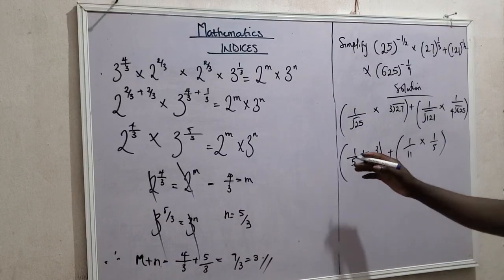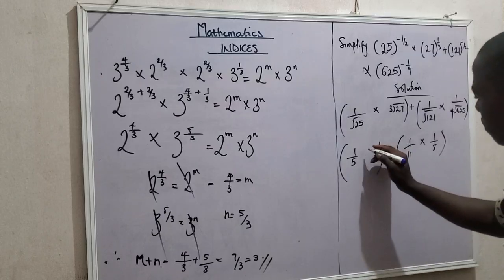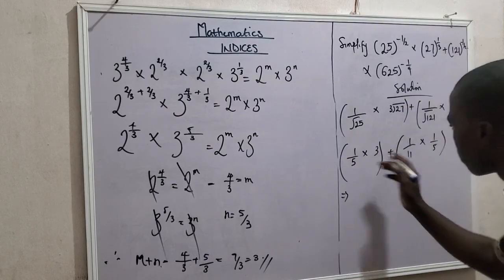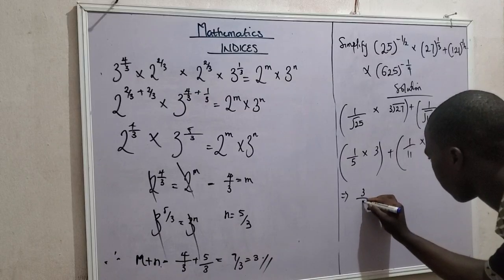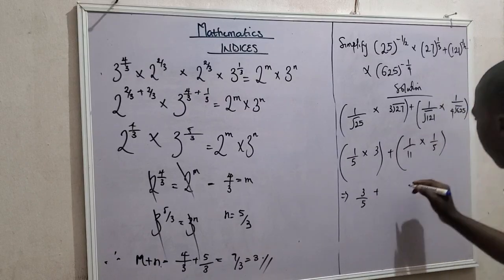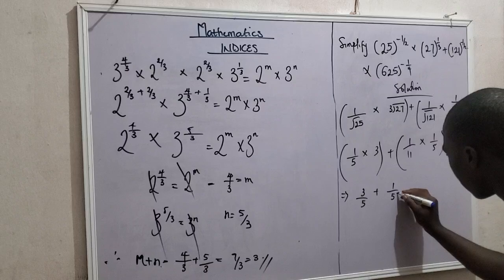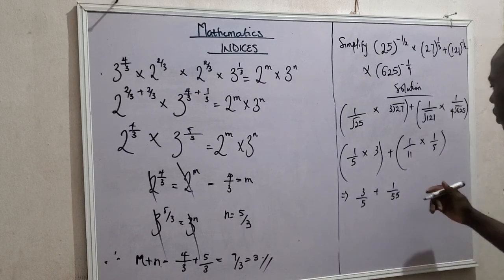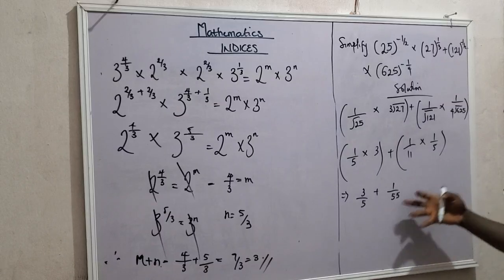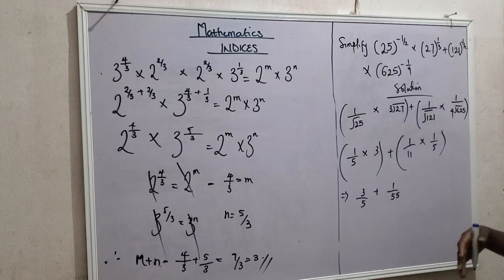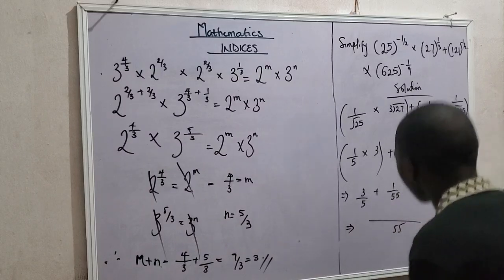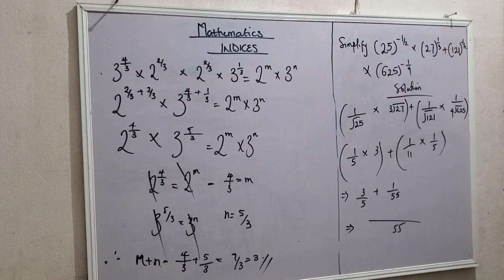So what's next now? Multiply here gives us 3 over 5, and on the other side we have 1 over 55. So at this point, we take the LCM. The LCM of 5 and 55 is 55, because 5 is a factor of 55.